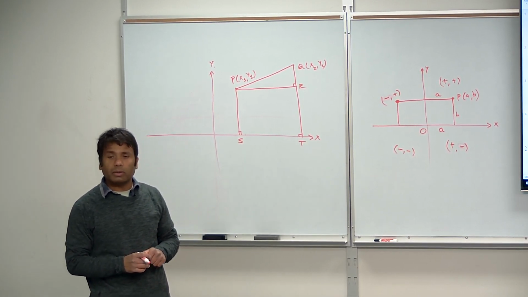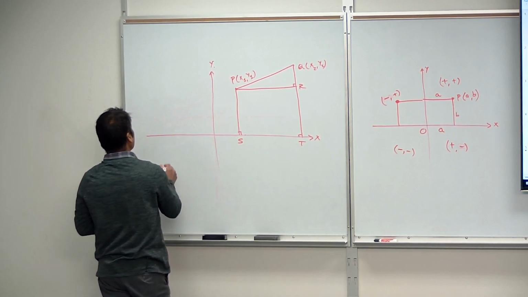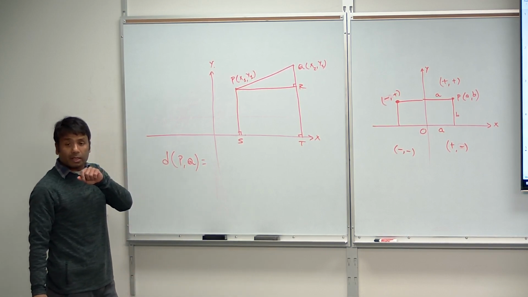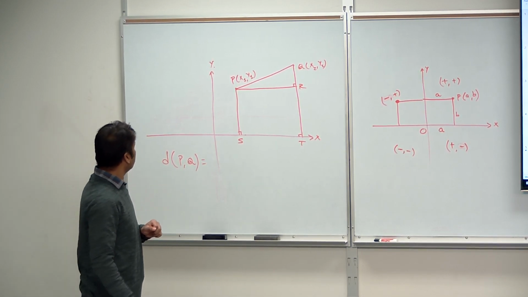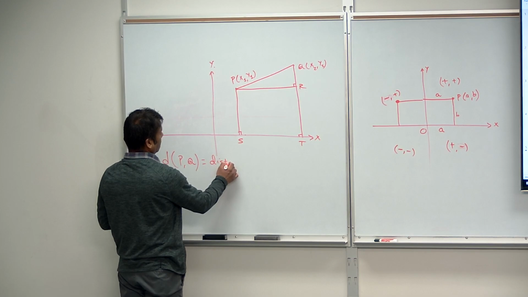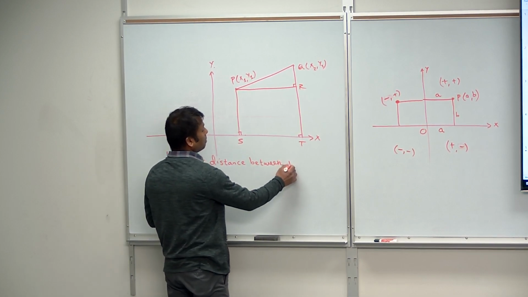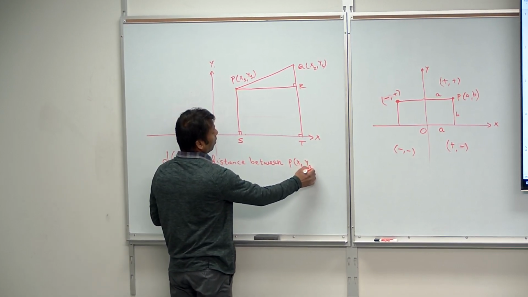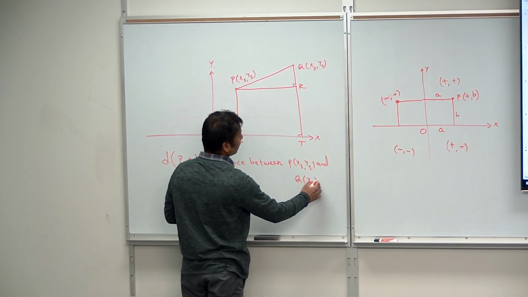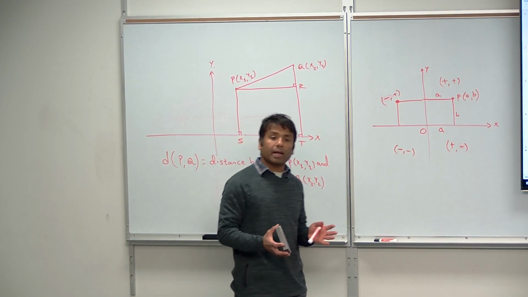So our job is to find the distance between P and Q. We denote that by D, P, comma Q. So this is the notation for the distance between P, x1, y1 and Q, x2, y2. And you may be familiar with that formula from high school.